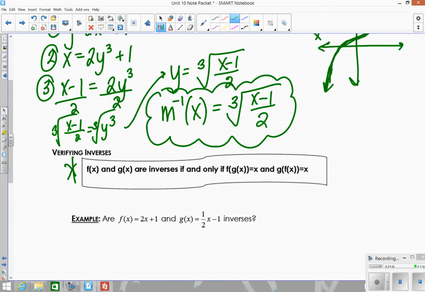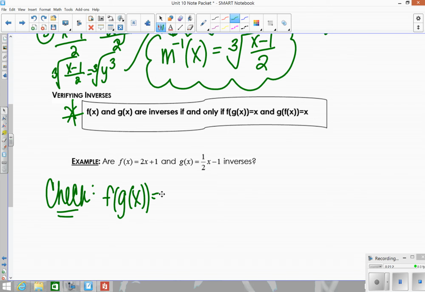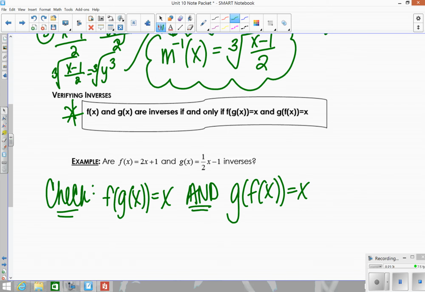So that's an important property to know, because basically what that's saying is one function is undoing the other to get the input. So let's take a look. We want to determine if these are inverses. So that means I need to check, does f of g of x equal x, and does g of f of x equal x? That's what I need to see.